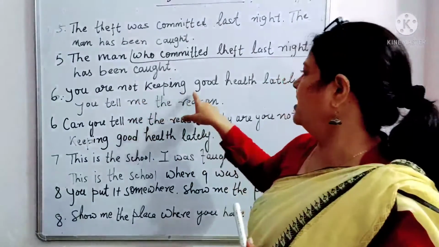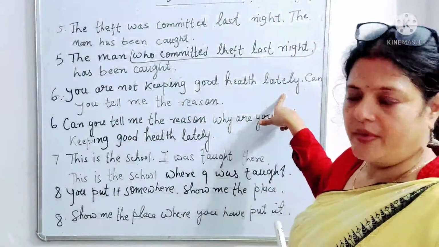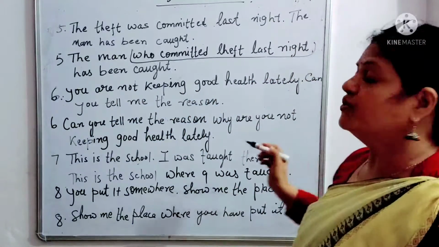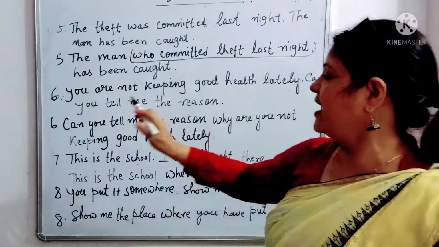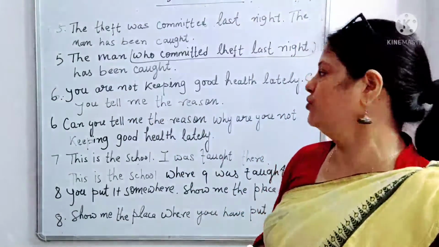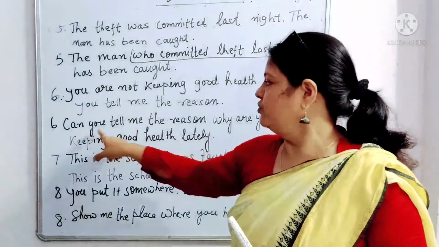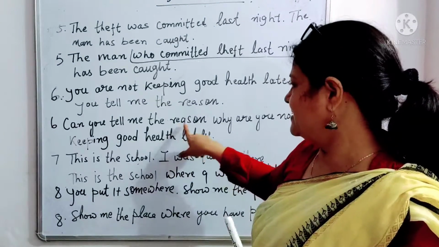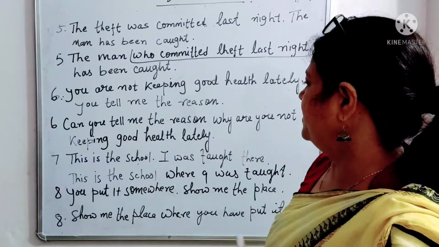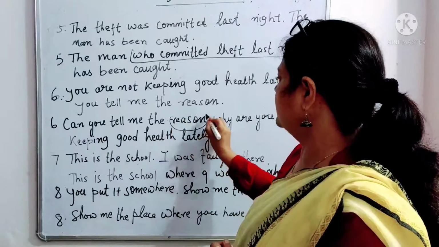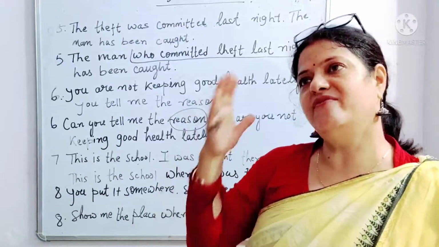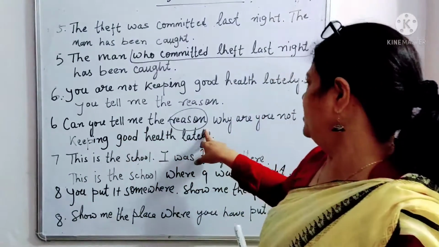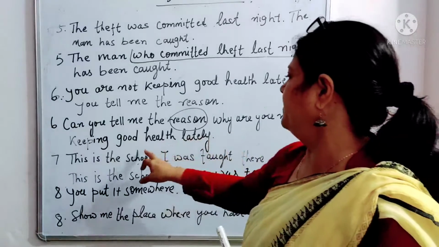You are not keeping good health lately. Can you tell me the reason? This is the second sentence. So we'll start our sentence with can you tell me the reason, because we know this noun has come in the principal clause, and remember, it has come at the end of the sentence. So that is why we don't have to divide the principal clause into two parts. So, can you tell me the reason why are you not keeping good health?